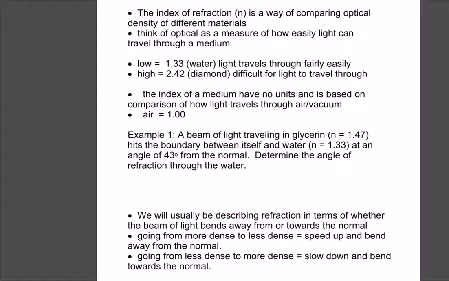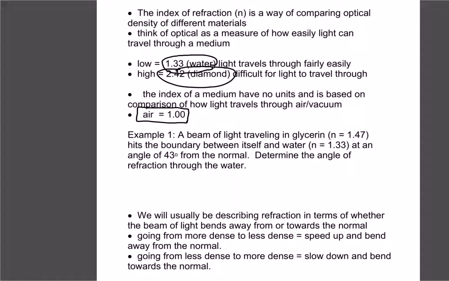So the index of refraction, like I said, is just a way of comparing densities of objects. So something like air is our standard, it's 1. And then the more and more dense we get would be higher and higher. So you can see water we used in the last question was 1.33. We get to something like diamond, we get to 2.42. So the higher the number, the harder it is for the light to travel through.